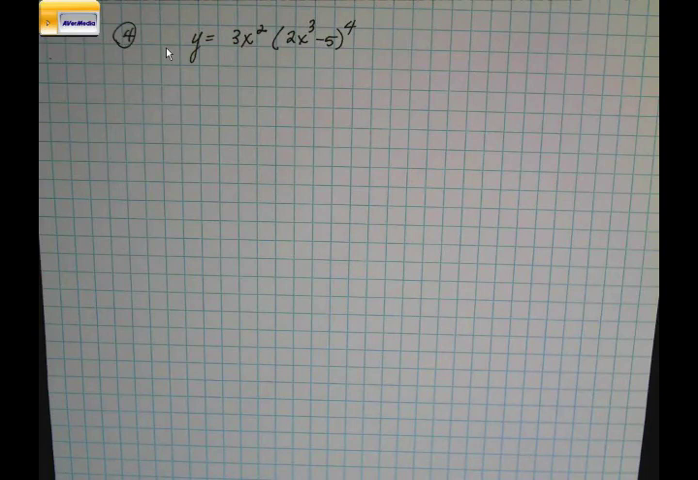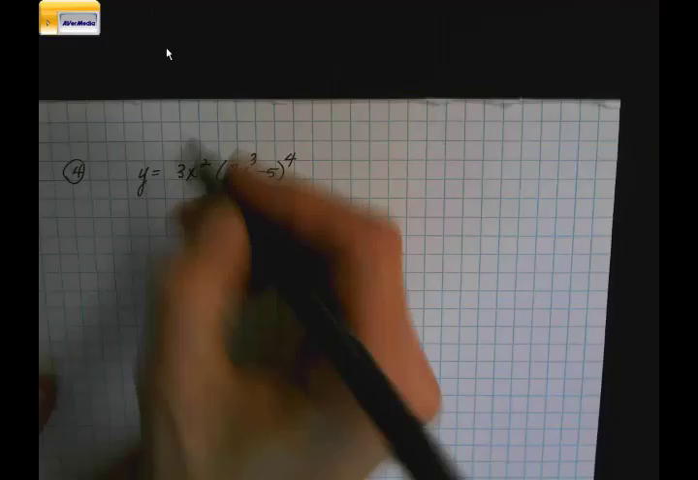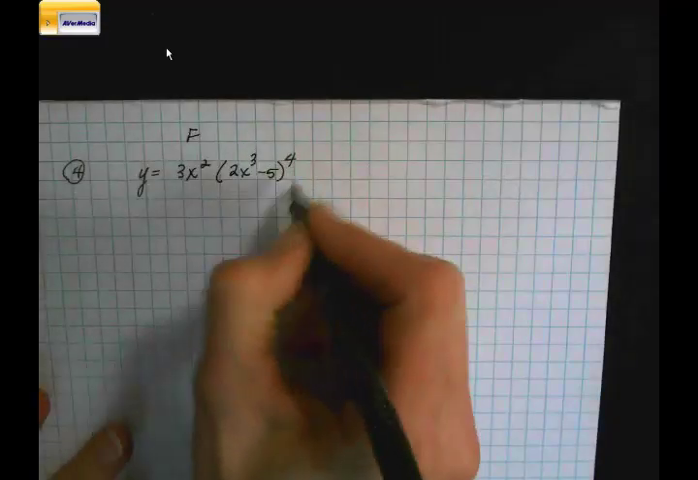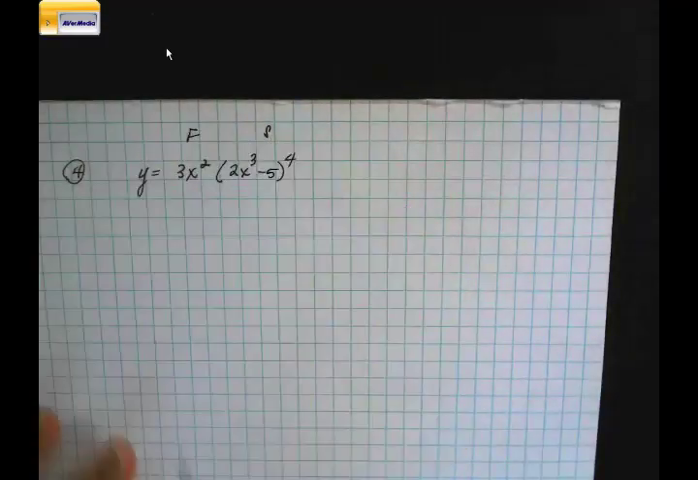Okay, product rule. There you go. It's the product rule, right? It's the product rule where the 3x squared is the first and this 2x cubed minus 5 to the 4th power is the second.